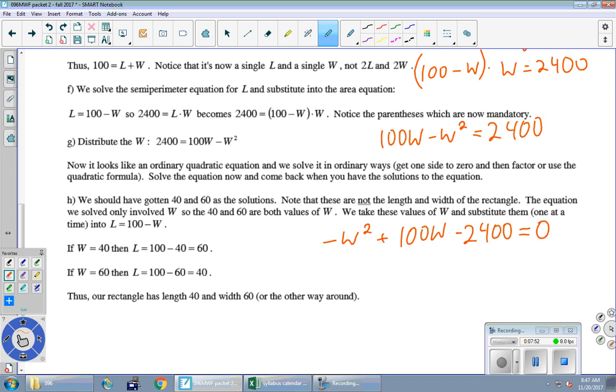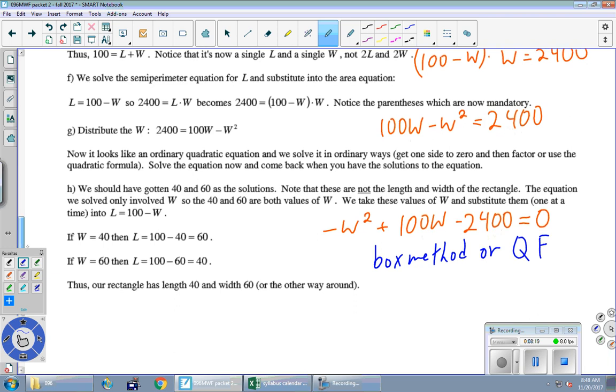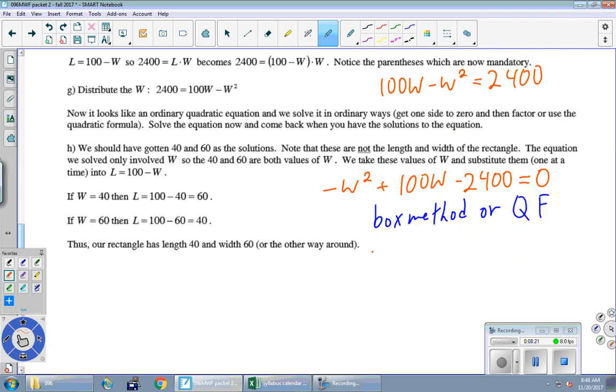Okay, and we have techniques that we've recently learned for solving standard-looking quadratic equations. One method is to factor, if it factors. The other method is the quadratic formula. Either way, you're going to get the same answers. This one does happen to factor. So I'm going to say, use the box method or the quadratic formula. You'll get it to factor. And then I'll write down the two answers down below. And so after all of that work, you end up getting W equals 40 or W equals 60.